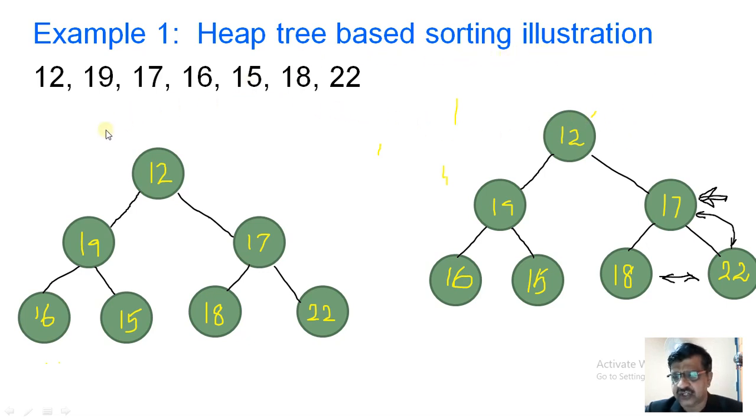This particular illustration is with respect to constructing the heap structure in the form of a tree and then implementing the heap sort. See, the elements given are 12, 19, 17, 16, 15, 18 and 22. First of all, the array-like input should be converted into a tree-like fashion. Therefore, this is an example of the second version of transform and conquer algorithm design strategy, that is the representational change.